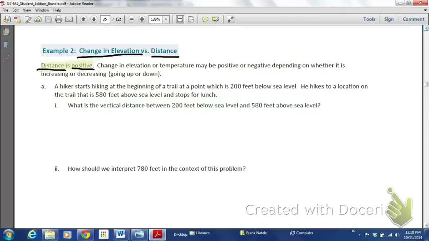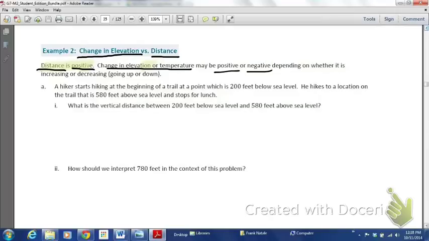Now, again, we'll talk more about this. I think you understand it intuitively, but sometimes when you're applying it mathematically, there can be a little bit of confusion, and we'll talk about that here. But this whole idea of distance as being positive is very, very important. Now, change in elevation or temperature may be positive or negative, depending on whether it is increasing or decreasing, so going up or going down.